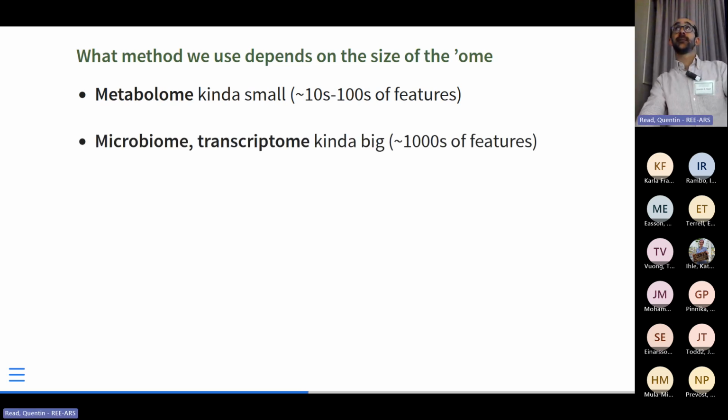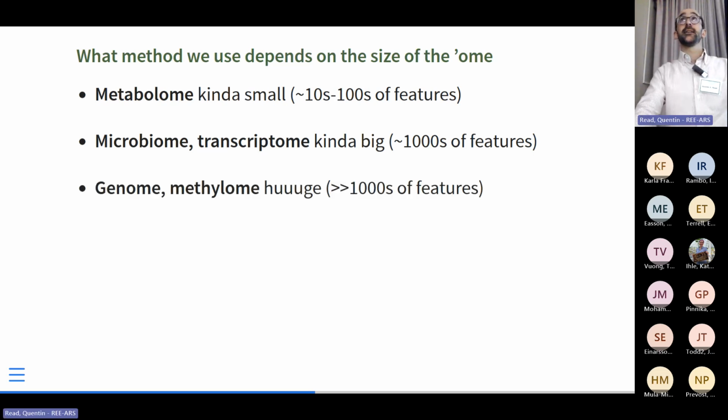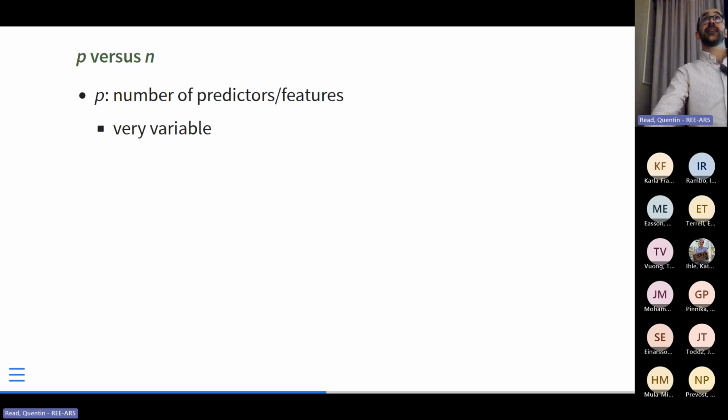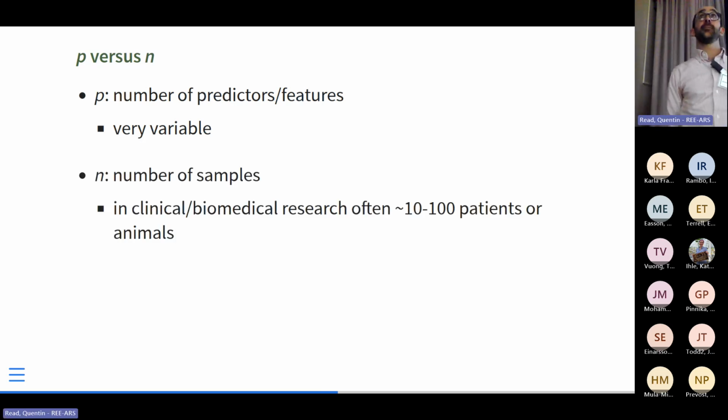Microbiome and transcriptome data tends to be a bit bigger and can have thousands. But then when you get to genome and methylome, you have incredibly large numbers of loci, and so you have maybe many thousands of features in those. They vary by orders of magnitude. And so we call this the N, or the P versus N of the data set. P is the number of predictors, the number of different variables. It varies a lot. Like we just showed different P from 10 all the way up to thousands. N is the number of samples.